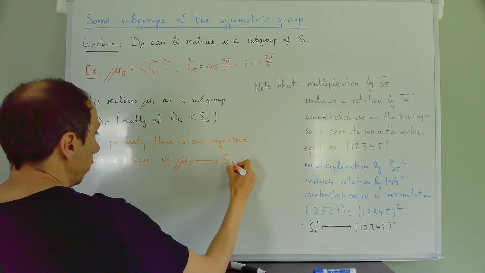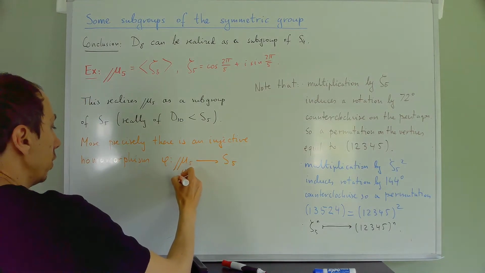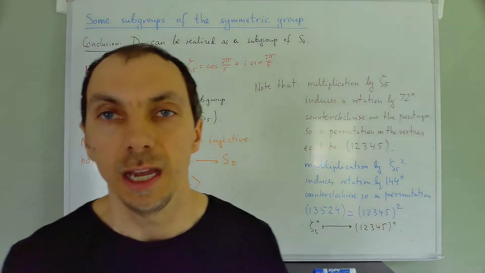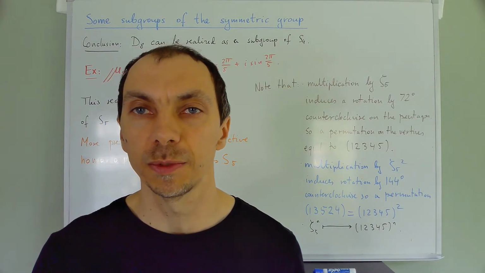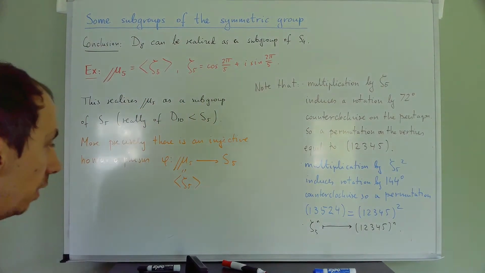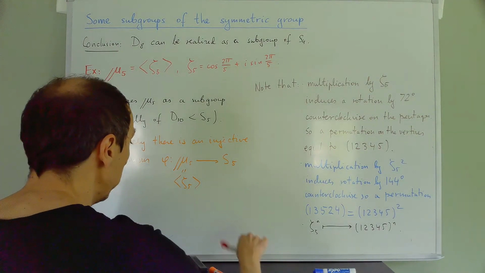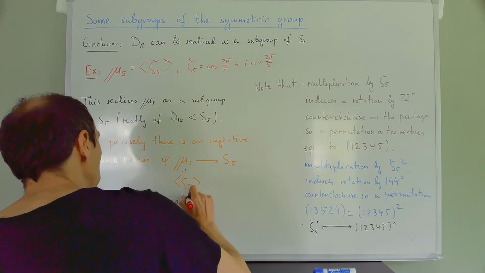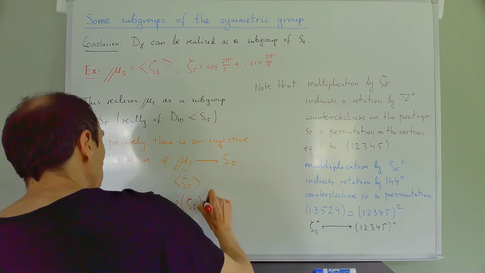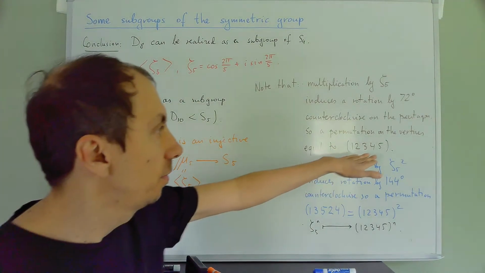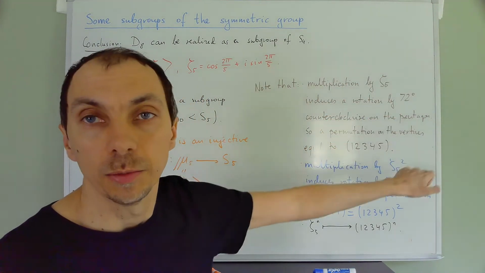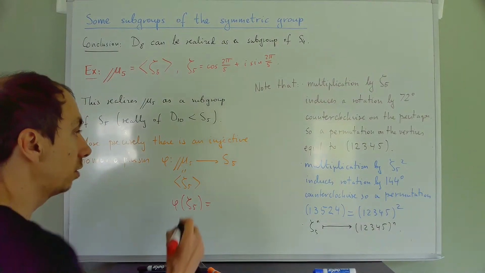to S5. This is really helpful because I know that mu5 is a cyclic group and I know how to construct homomorphisms from cyclic groups. First of all, I just have to tell you where the generator goes. It's enough to just tell you where the generator goes. And I already have my candidate. I feel really good about it because multiplication by zeta 5 should be that permutation. So I'm going to send zeta 5 to that permutation.